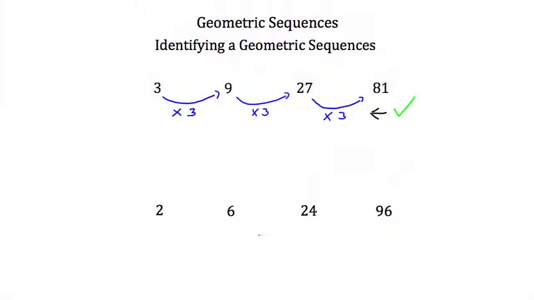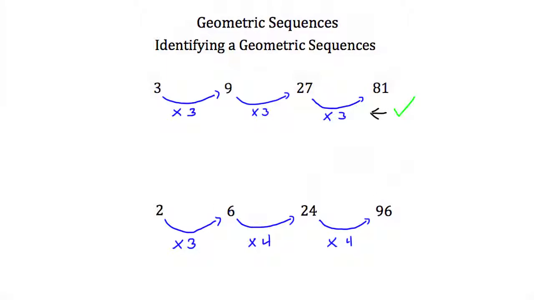Now let's look at our second sequence here. We have 2, 6, 24, and 96. Well, to go from 2 to 6 through multiplication, we would have to take 2, our first term, and multiply it by 3 again. And that would get us 6. Now to go from 6 to 24, our third term, we would have to take 6 and multiply it by 4. So our third term would be 24, and if we multiply our third term by some number to get 96, that number also has to be 4, because 24 times 4 is 96.